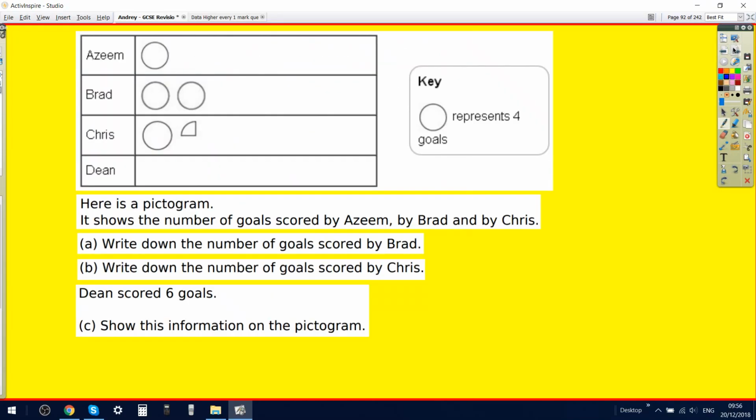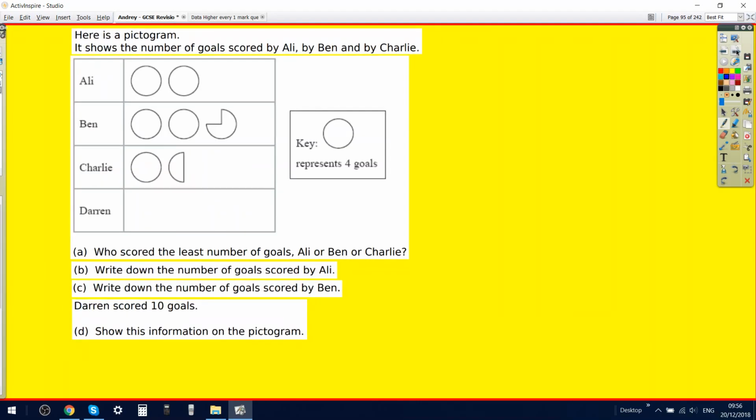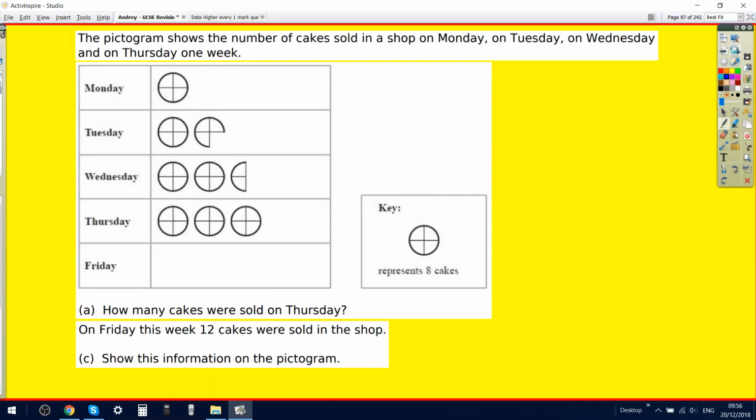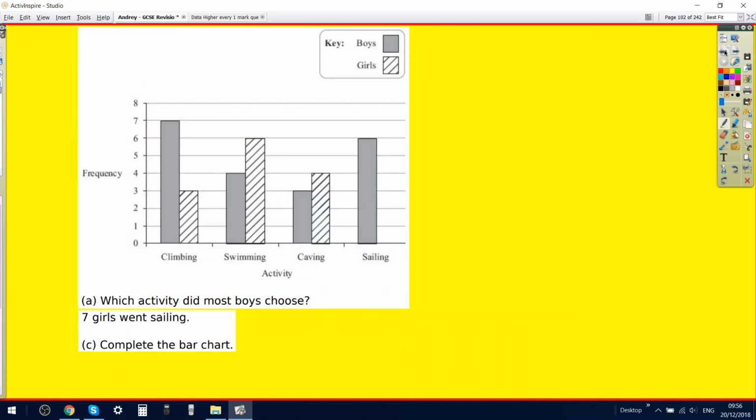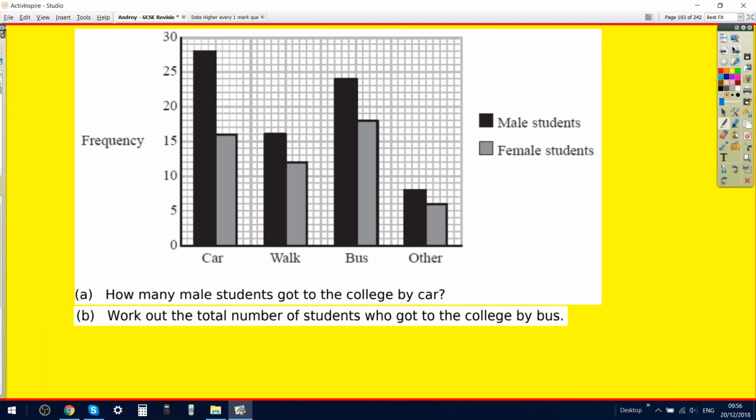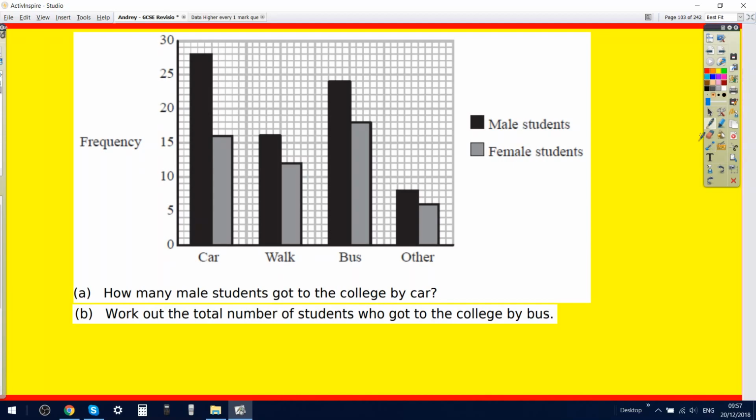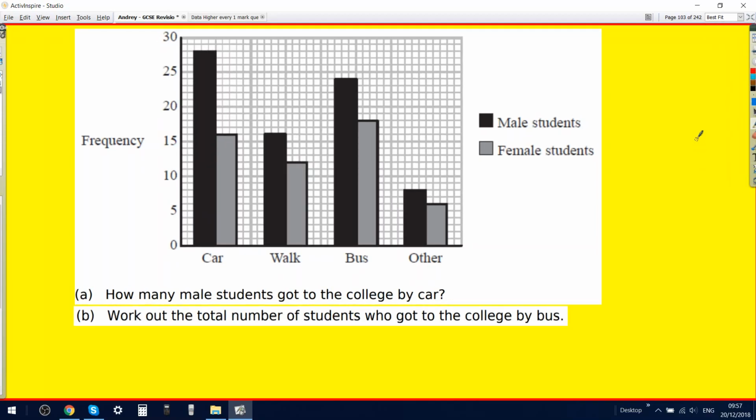Grand, and I'm just gonna say you're gonna be fine for the rest of these. They're all very similar. Scored the least goals, number of goals. Where's the number of goals scored with Ben? There's just no. It's not gonna give any problems. Choose the most. It's not gonna give any problems. By car. Let's do B. Wait, B, so not A. Yeah, skip A. It's fine.